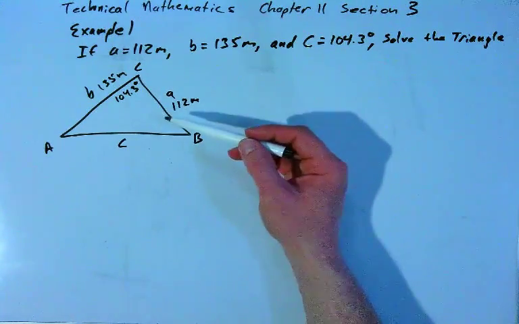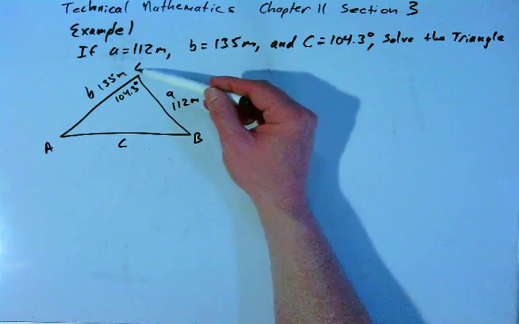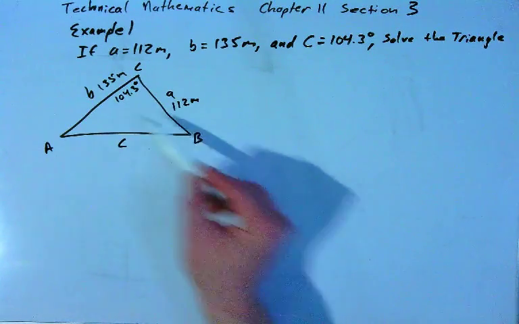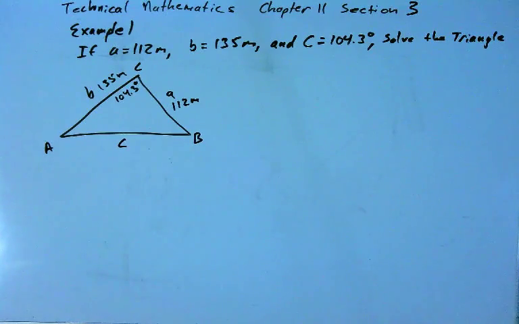And so notice that I don't have enough information to use the law of sines. I don't know an angle and the side opposite, right? I don't know an angle and the side opposite, or this angle and that side opposite. So I cannot use the law of sines to solve this triangle. I'm going to have to use the law of cosines.